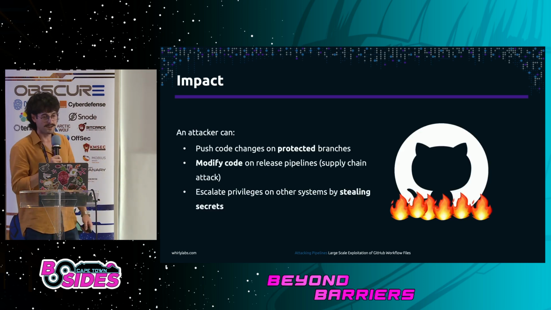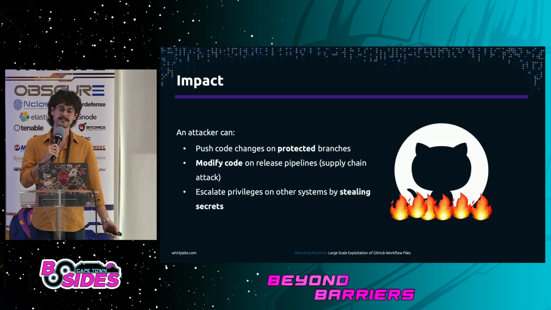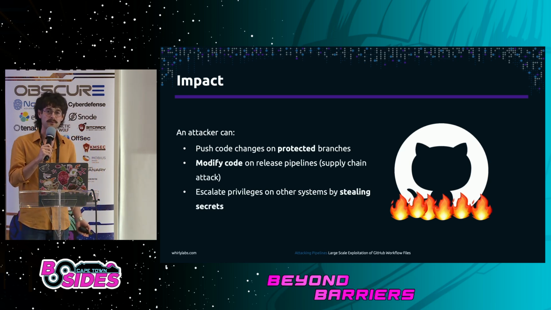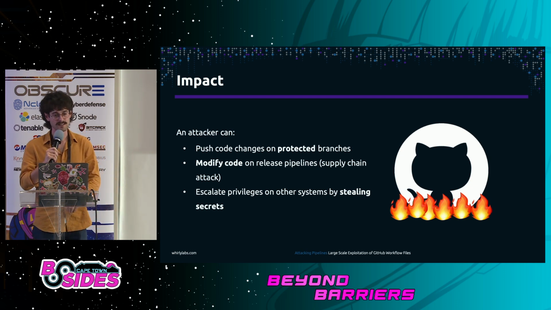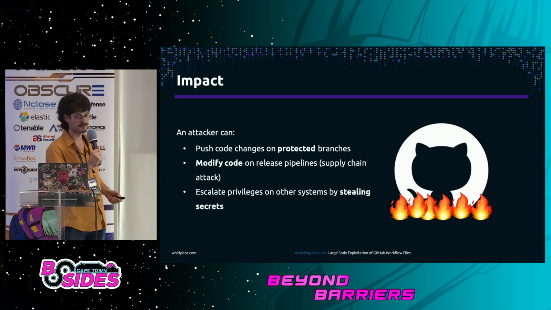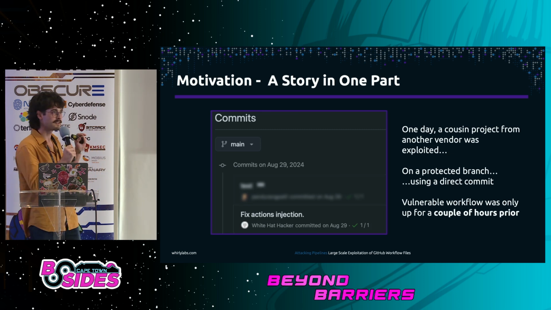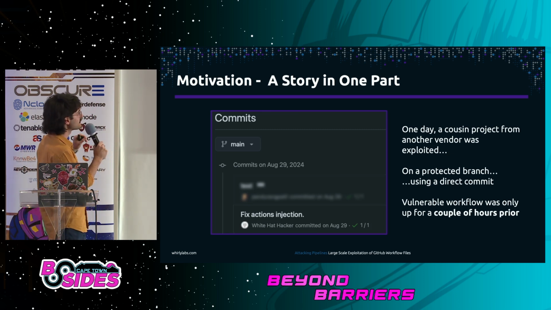So what is the impact of an expression injection? Well, you can push code to protected branches. The GitHub token can have write permissions that can allow you to modify code during release pipelines. If you steal secrets, you can have privileges on the systems those secrets are for. So pretty bad, I think, is the summary of that. And really, the inspiration for us was that a cousin project of ours, an open source tool that we maintain, that uses that tool, got exploited one day.